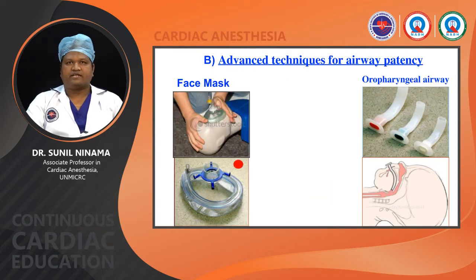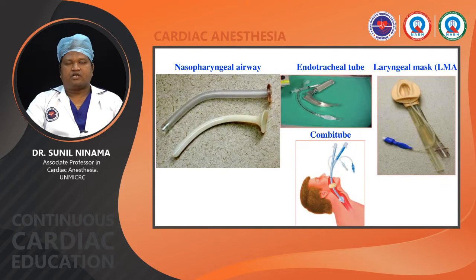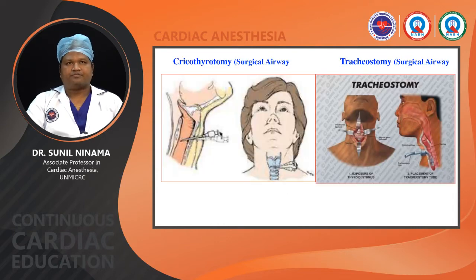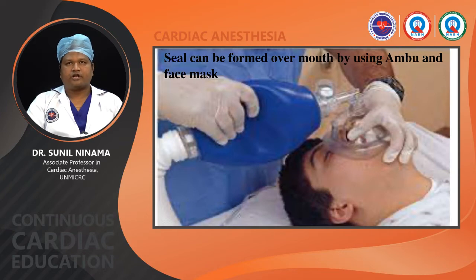There are advanced techniques for airway patency. We use a face mask, oropharyngeal airway, nasopharyngeal airway, endotracheal tube for intubation, laryngeal mask airway, and combitube. These are the devices we can use in emergency airway management. We can also use cricothyroidotomy in polytrauma patients when we cannot do the intubation. So there we can use cricothyroidotomy or tracheostomy.